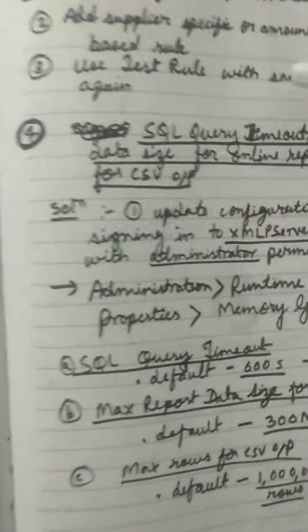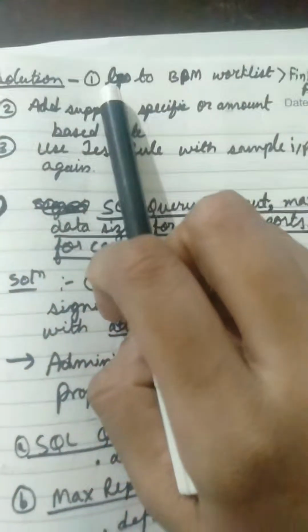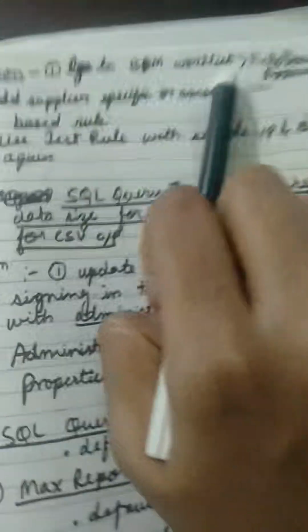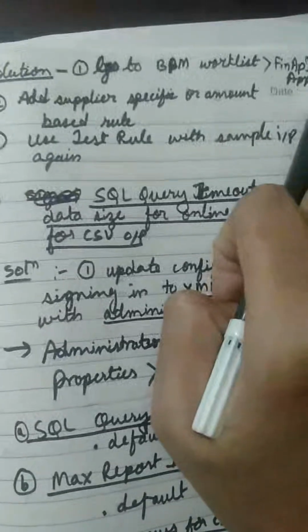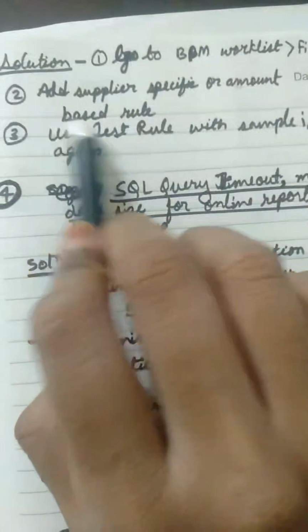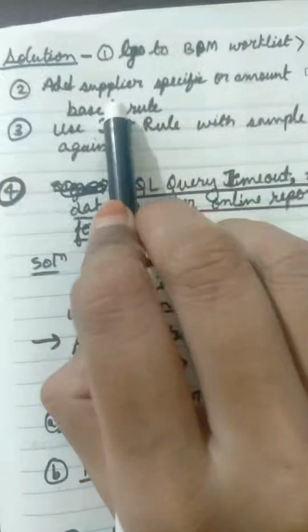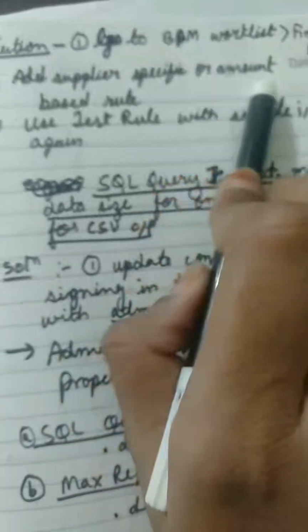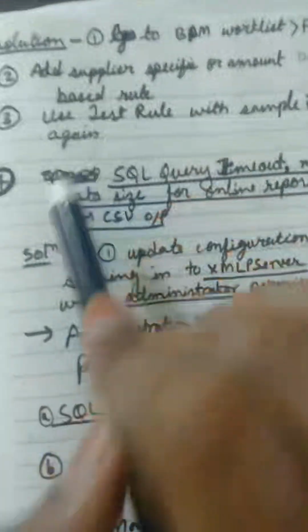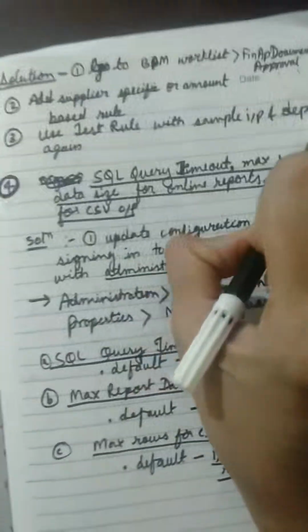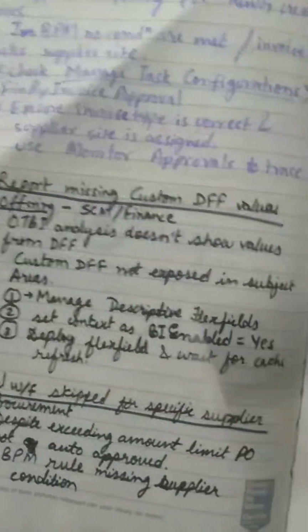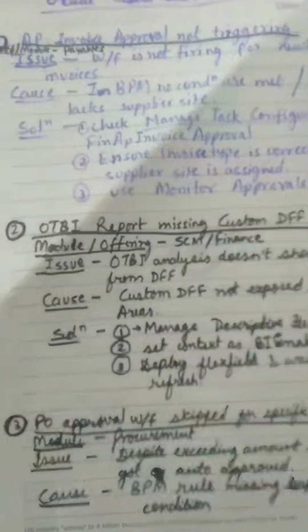So what is the solution? We can go to the BPM worklist, go to finance AP document approval, and add a condition, or rather add a supplier-specific or amount-specific rule. The next thing is to test the rule with the sample input and deploy again. So these are the approval-related things for BPM.